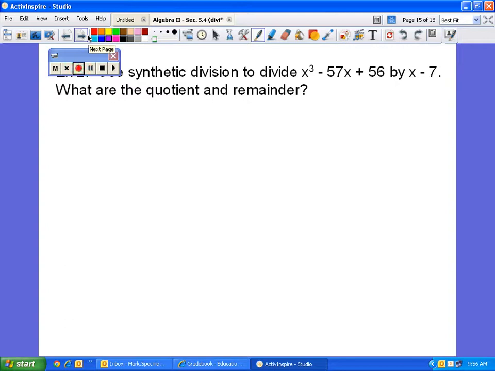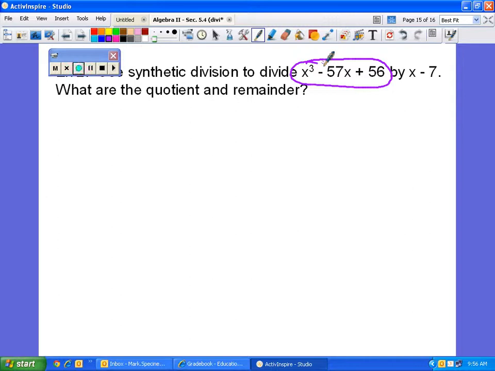All right. So, I'd like you to take a look at the problem here. Here's my problem. Tell me what you notice about it. It has no x squared. That's right. It has no x squared. That's a problem. Uh-oh.